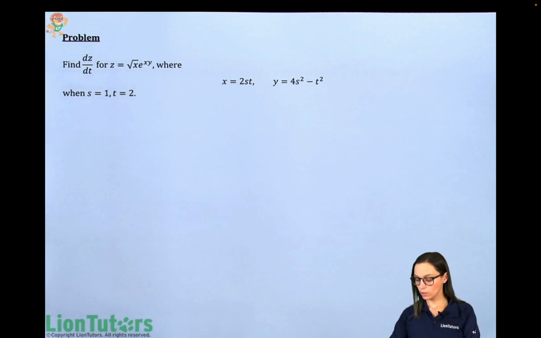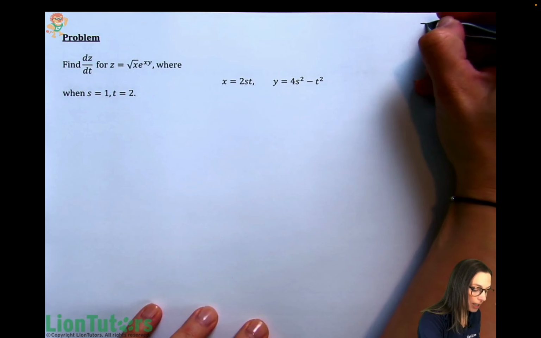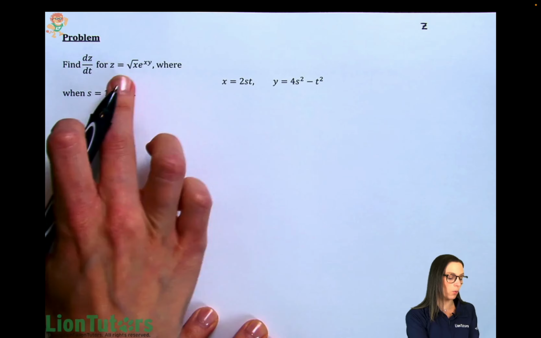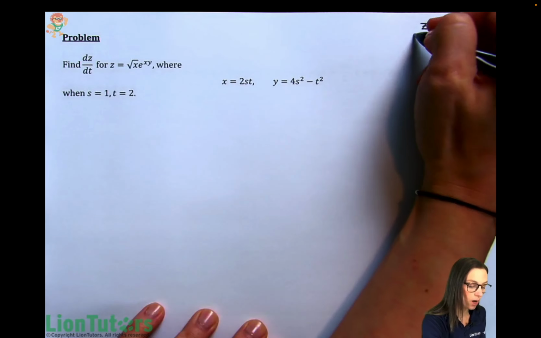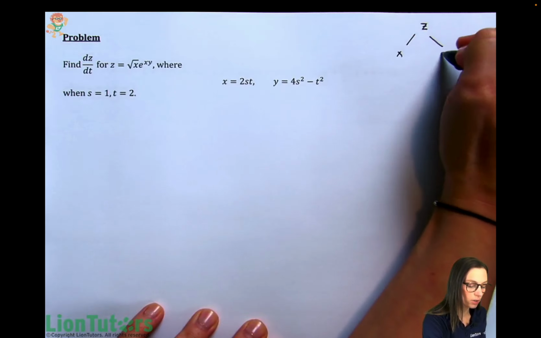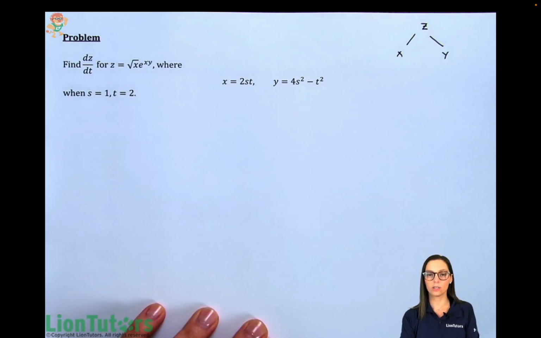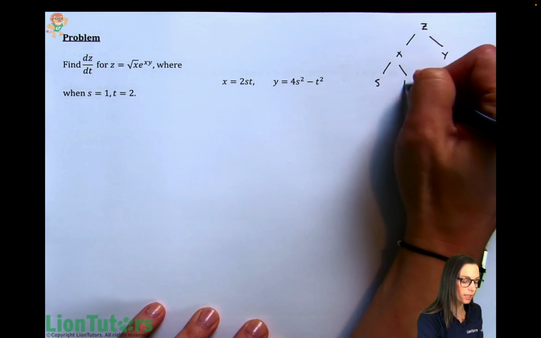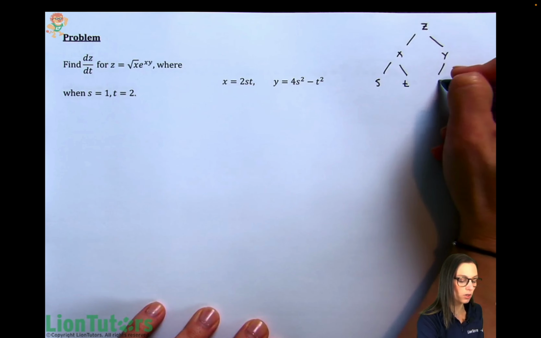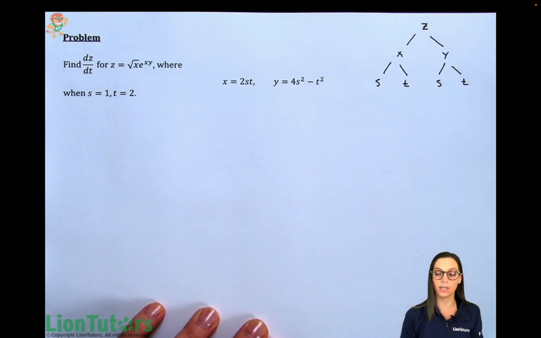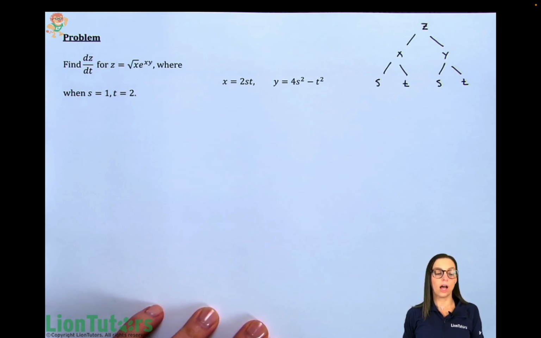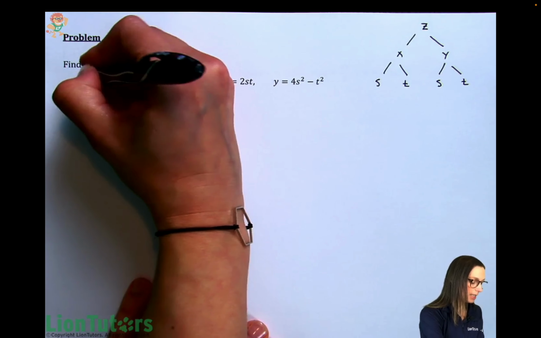Okay, so let's go ahead and draw out a tree diagram. So we have z, that's kind of our starting point. And z is a function of what? z is a function of x and y. So we'll break that into our x and y branches. Now x is a function of s and t, and y is also a function of s and t. Now, what am I trying to find overall? I'm trying to find dz/dt.